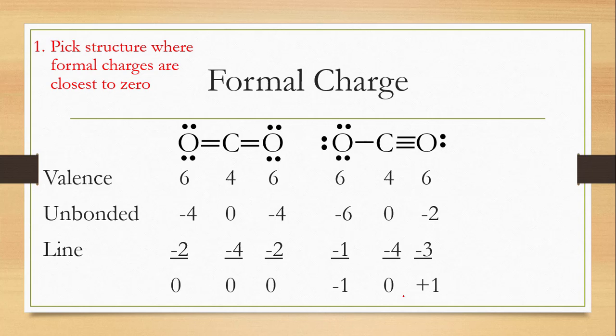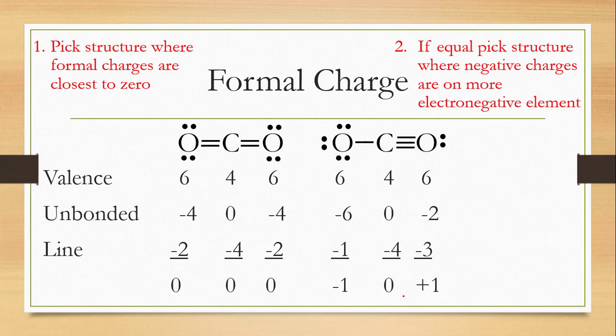Well, the first step is you pick the structure where the formal charges are closest to 0. If you have 2 structures that are tied based upon this rule, then you go to the second rule. You pick the structure where the negative formal charge is on the more electronegative element. So if you look at these 2 structures, it's tough to be closer to 0 than all zeros. So we would say this is the more valid structure.